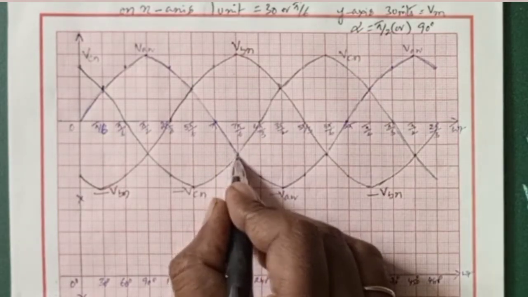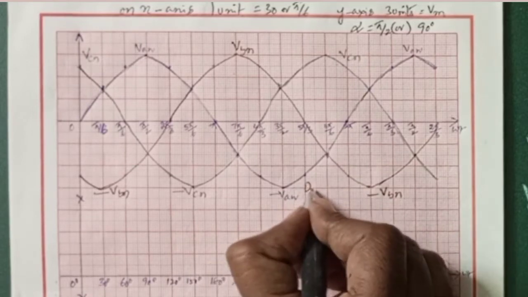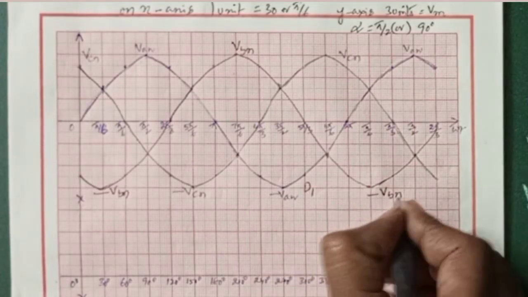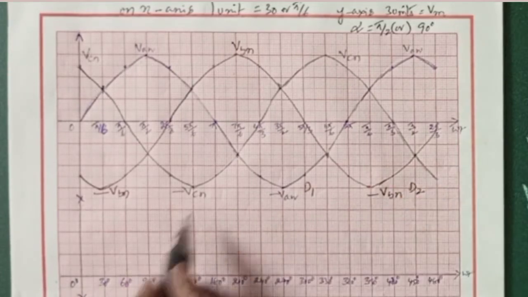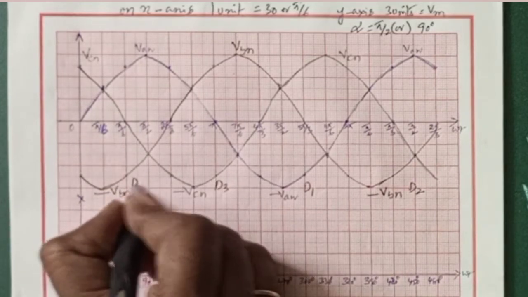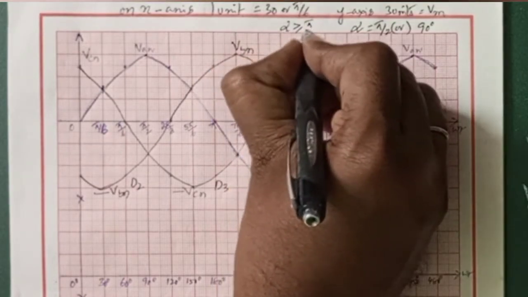Similarly, from here to here, minus VAN is more, so D1 is going to conduct from here to here. From here to here, D2 is connected to VBN, so D2 is going to conduct. And here, D3 is going to conduct. Here, D2 is going to conduct. For our case, alpha is greater than pi by 3.